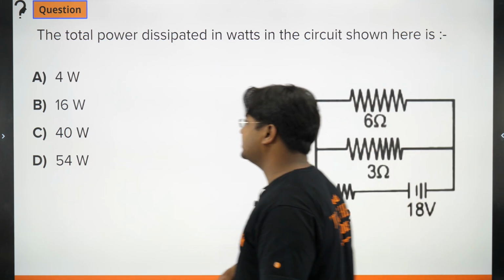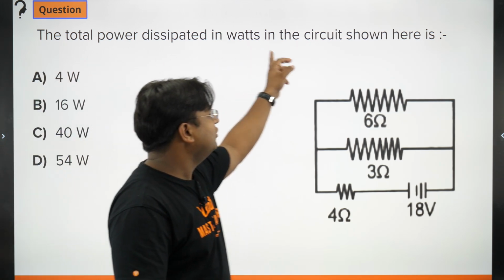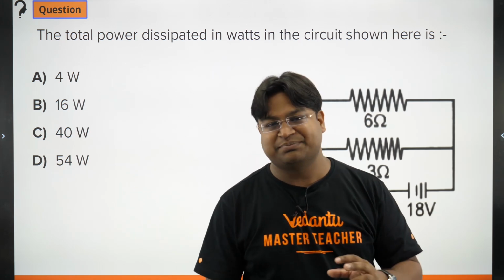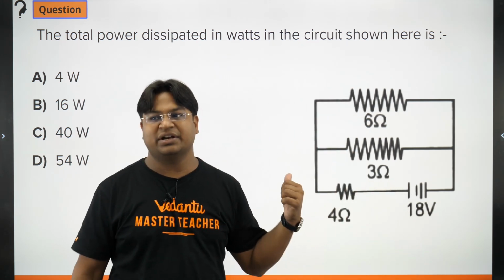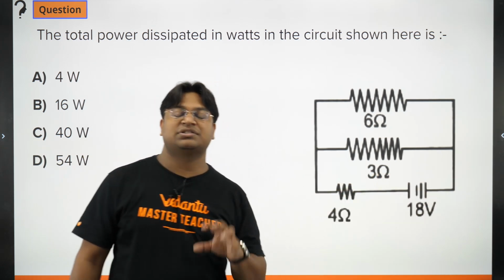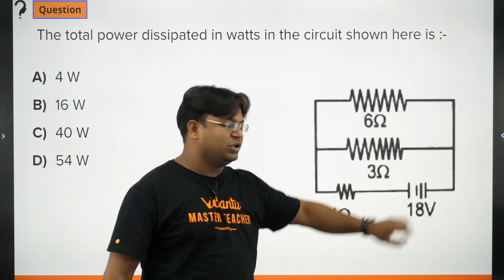Now the next question says, the total power dissipated in watts in the circuit shown here. So we want to know about the total power that is getting dissipated in this circuit. So we have to understand here that this battery is the only source of energy in this circuit.